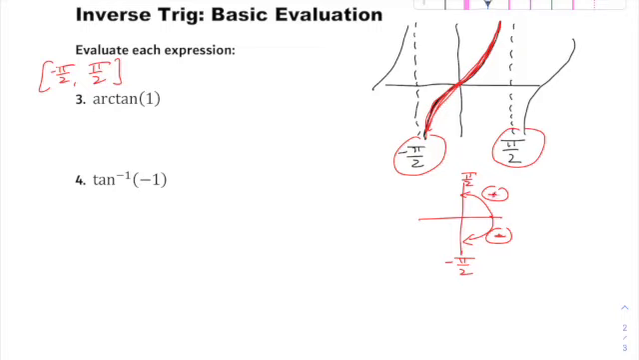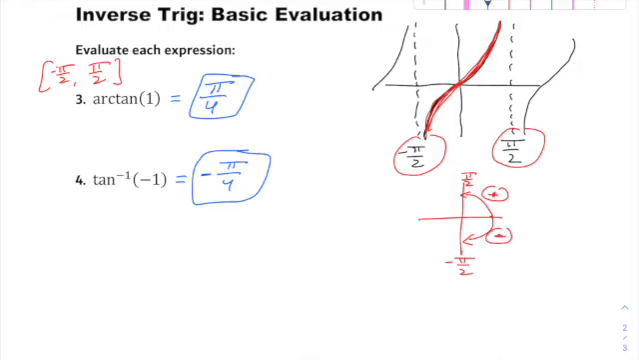So arctan of 1, what angle has a tangent of 1? You gotta draw your triangles, your chart, your circle, whatever, but that would be pi over 4, right? That is the one time when y and x are the same and the ratio is 1. Inverse tangent of negative 1, same thing as arctan of negative 1. What angle has a tangent of negative 1 and is in this window? That would be pi over 4, but negative. So negative pi over 4, right?